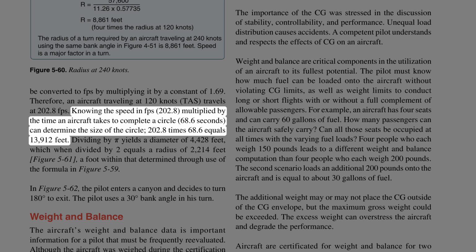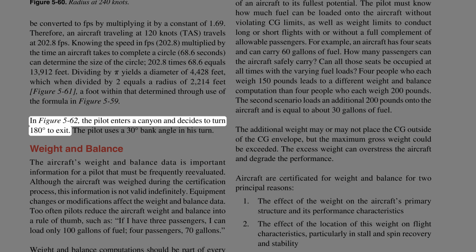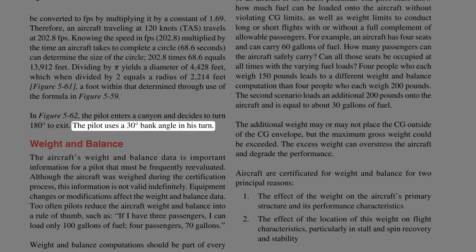Knowing the speed in FPS, 202.8, multiplied by the time an aircraft takes to complete a circle, 68.6 seconds, can determine the size of the circle. 202.8 times 68.6 equals 13,912 feet. Dividing by pi yields a diameter of 4,428 feet, which when divided by 2 equals a radius of 2,214 feet, as in figure 5-61, a figure within that determined through use of the formula in figure 5-59. In figure 5-62, the pilot enters a canyon and decides to turn 180 degrees to exit. The pilot uses a 30 degree bank angle in his turn.